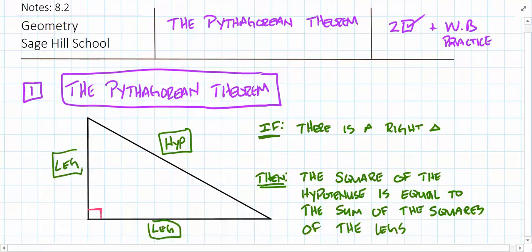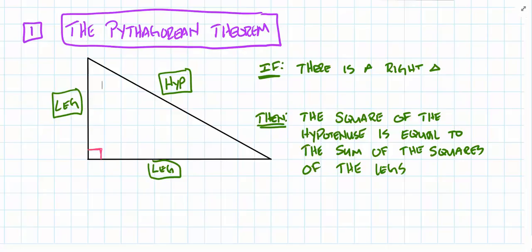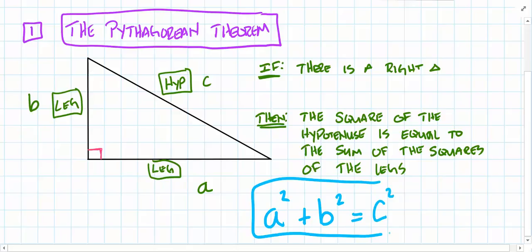Now, the more common way that people recognize the Pythagorean theorem is by labeling the legs a and b. So if I label this a and label this b, it doesn't matter which one I label, and label the hypotenuse c, then the Pythagorean theorem says, in nice big blue letters for you, a squared plus b squared equals c squared. There it is right there in math language.